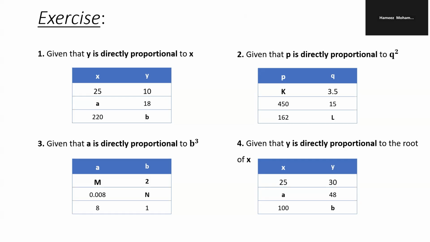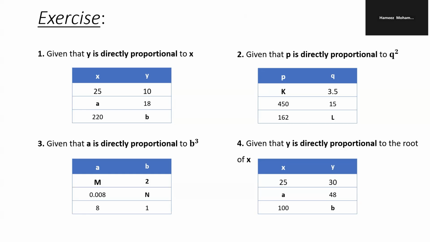Number 1, given that y is directly proportional to x, so we can write y is equal to kx, and go through the format, or you can plot your graph and solve for a and for b. In part 2, P is directly proportional to Q squared, so P is equal to kQ squared, and then do the same format.